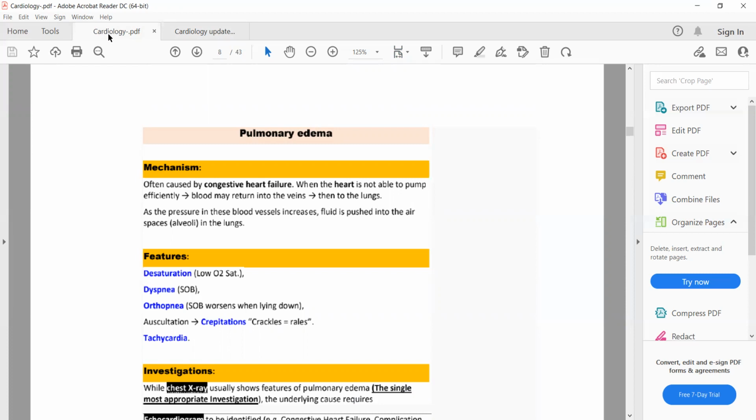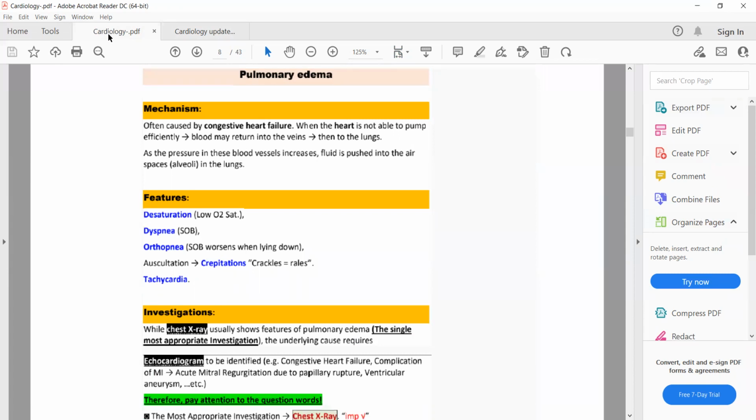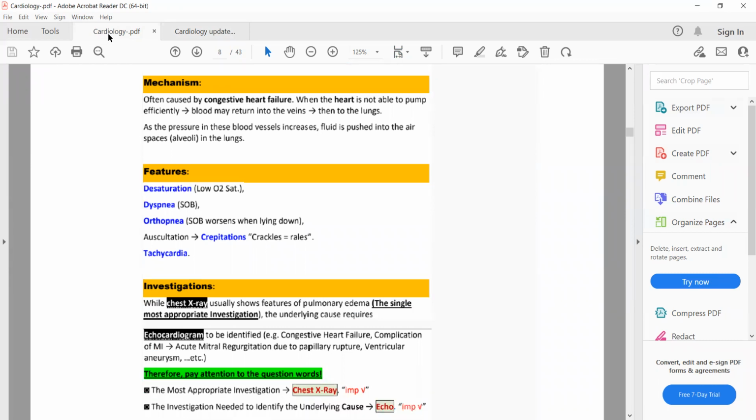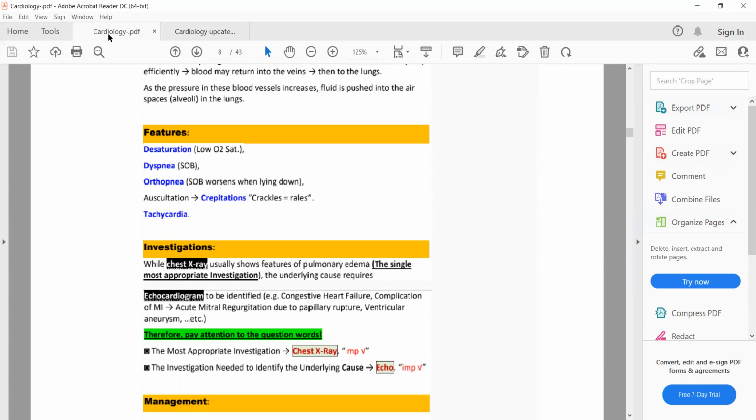And if they ask you about the investigation to determine the cause of pulmonary edema, then echocardiogram will be the answer. Because on echocardiogram, we can see what has led to heart failure, such as after MI, acute mitral regurgitation or ventricular aneurysms or ventricular wall rupture, they all can lead to heart failure. And that we can only see on echocardiogram.